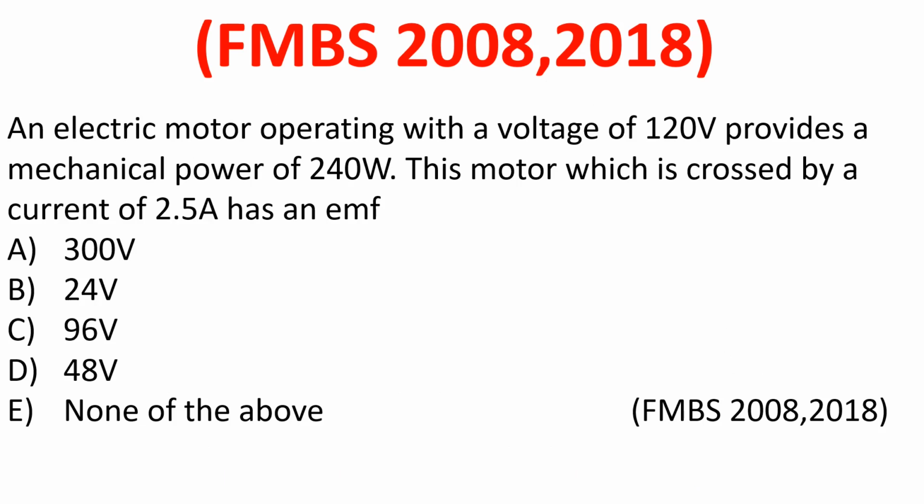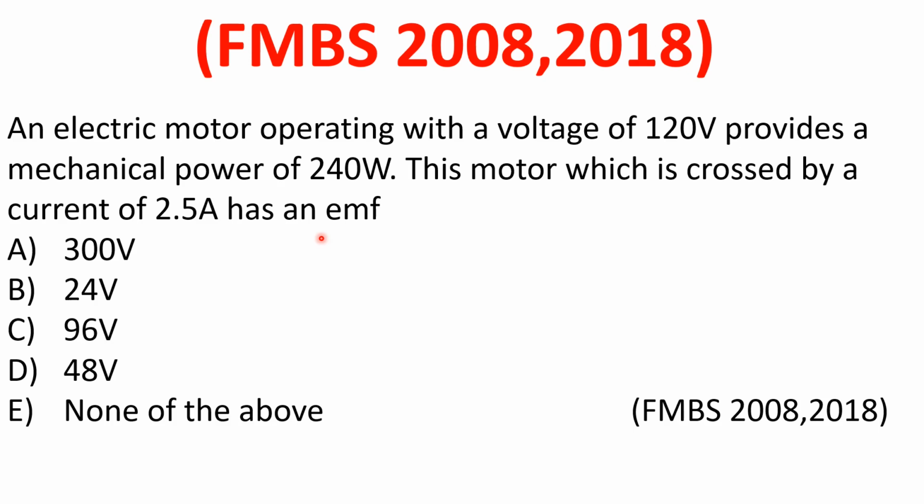So today we are going to be looking at the tricky FMBS 2008-2018 question. The question reads: an electric motor operating with a voltage of 120 volts provides a mechanical power of 240 watts. This motor, which is crossed by a current of 2.5 ampere, has an EMF. So you are given options A, B, C, D, and E. They want you to get the EMF in the motor when a current of 2.5 ampere crosses the motor.